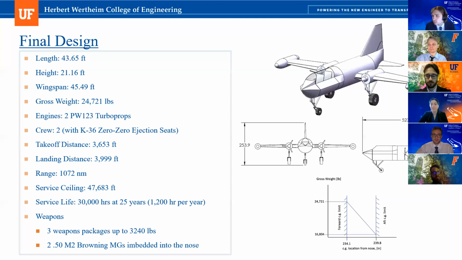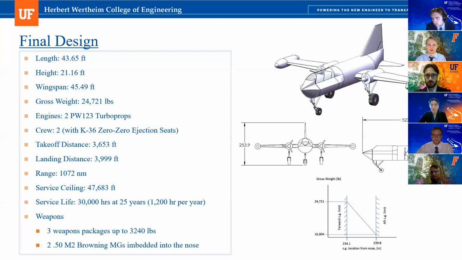Okay, that's good. So another thing that is not your mistake, and I don't want to criticize anything, I'm just curious. You put in the final design that your service life is 30,000 hours at 25 years. How did you qualify that based on your design?